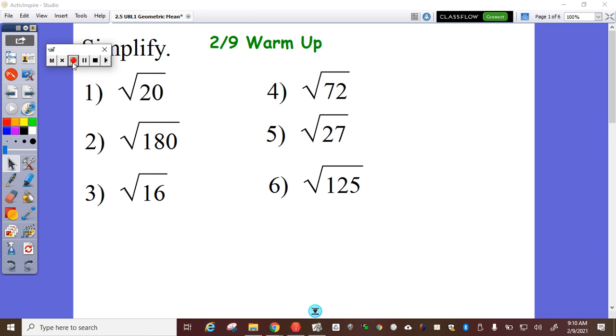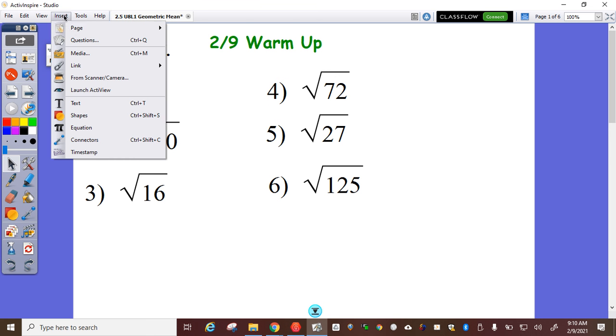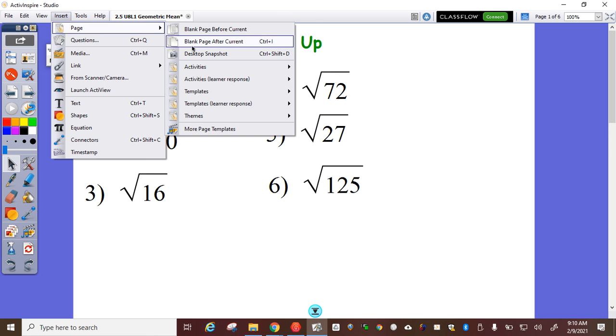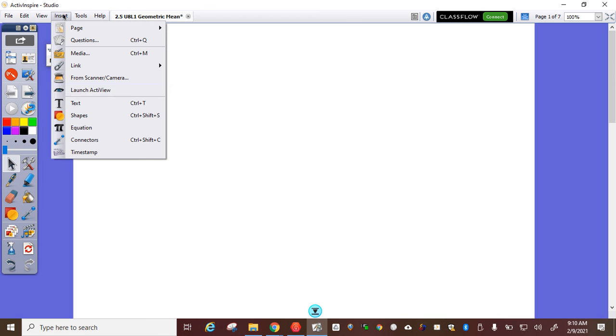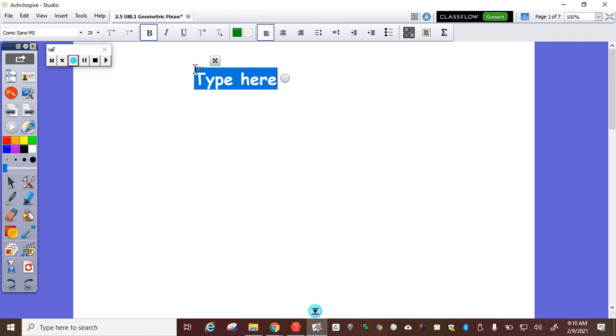So, first, I want to talk about this concept of geometric mean. Okay? So, let's just put that header there. Geometric mean.